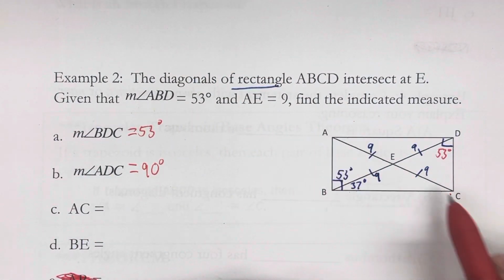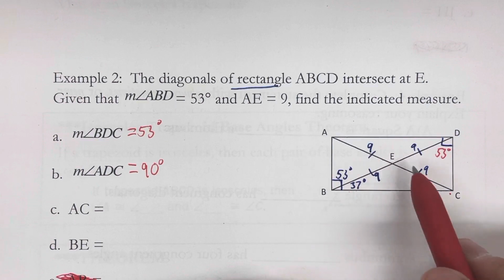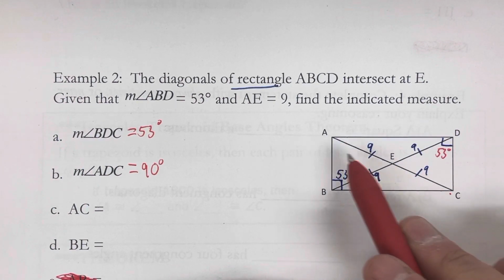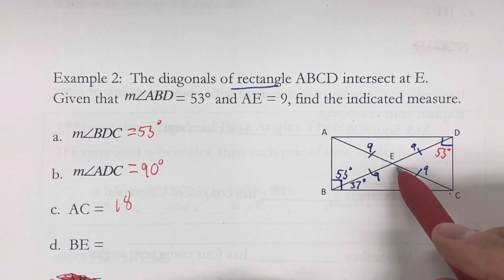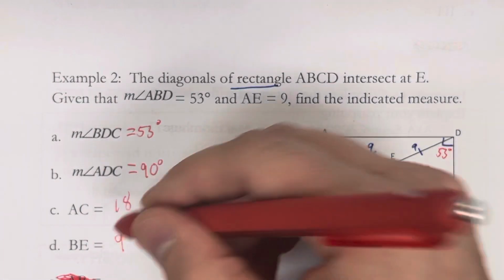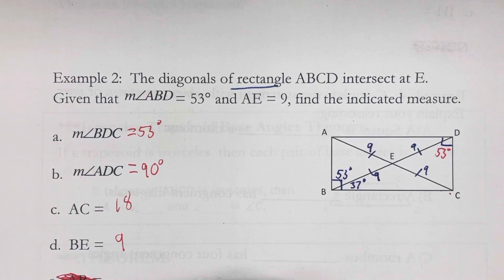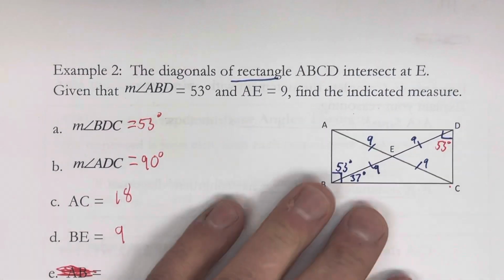A to C, we already marked the diagonals bisect each other, so 9 and 9. The whole thing has to be 18. And lastly, B to E is 9. All the little pieces were the same length. We're going to skip finding AB. We'd have to use some trig stuff, which we'll use later on in the year.